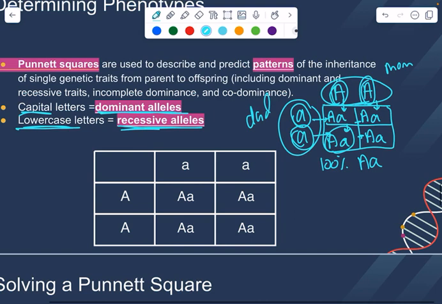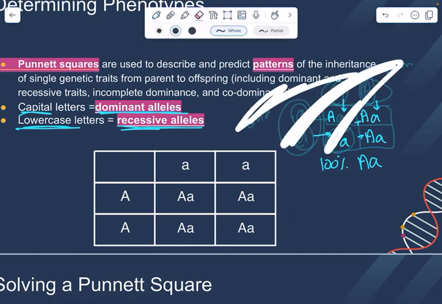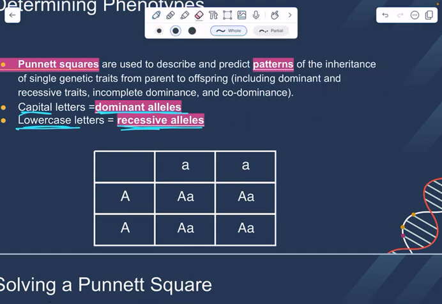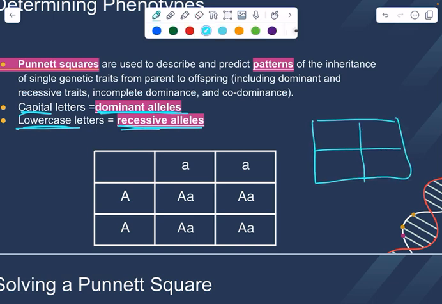All right, I'll do another one for practice's sake. So let's say that mom in this case is heterozygous dominant, so uppercase A, lowercase a, and let's say that dad is heterozygous dominant too. Again, this first capital A goes into these 2 boxes. This lowercase a goes into these 2 boxes. And then the uppercase A goes into those 2 boxes, and this lowercase a goes into these 2 boxes.